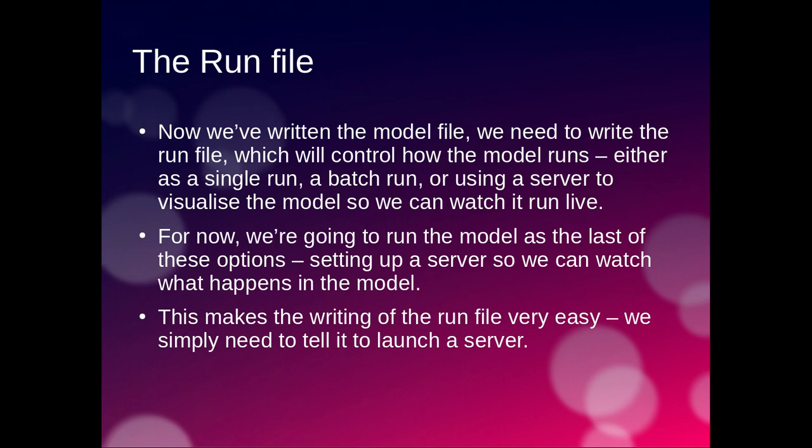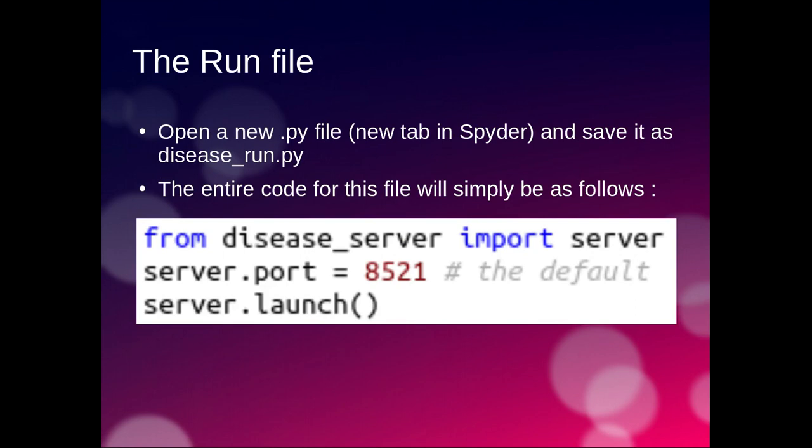The good news is this makes the run file really easy, because we just need to tell it to launch a server, and then we'll do all of the server stuff in the server file. So I want you to open a brand new .py file, a new tab in Spyder. Save this one as disease_run.py. And the entire code for this file is these three lines of code that you see on the screen here.